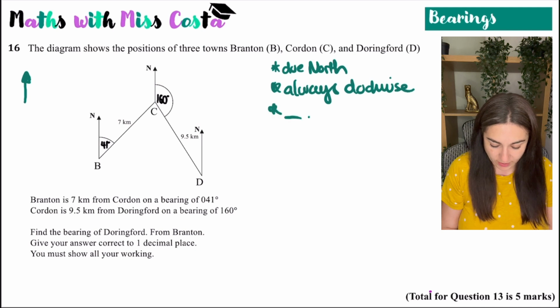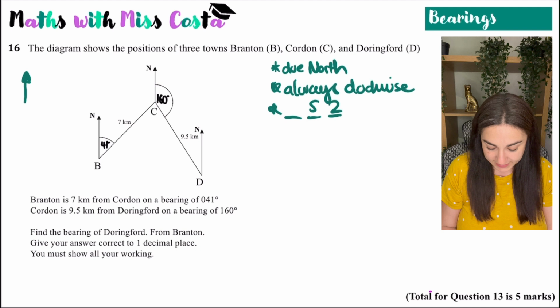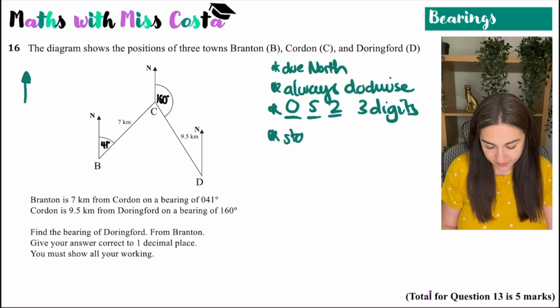You always write them as 3 digits. So if the angle you found was, let's say, 52 degrees, you would write that as 052. And the last thing is that you always start from where it says from. So these are the key things that we need to know.